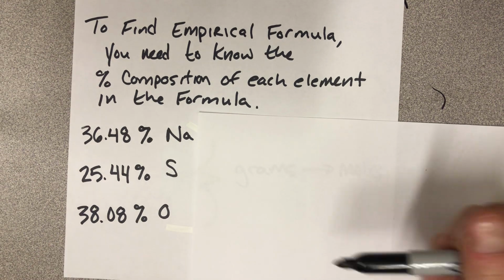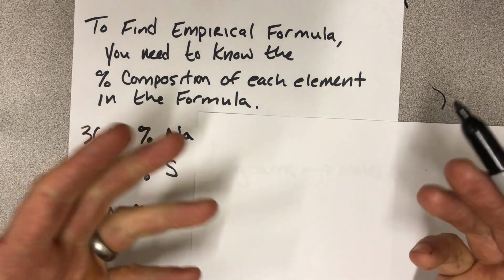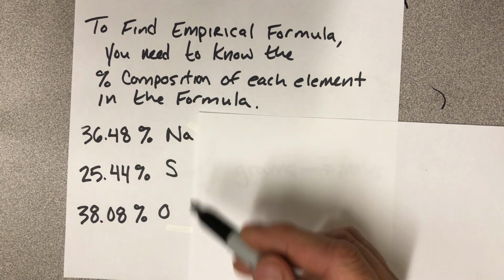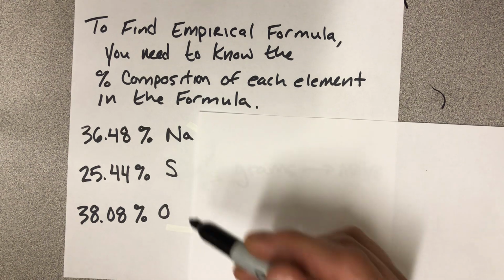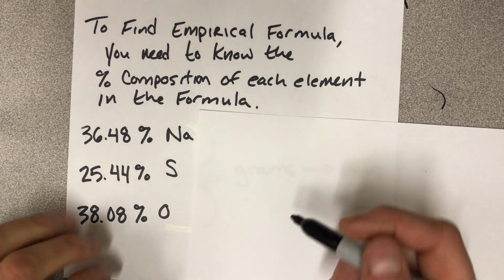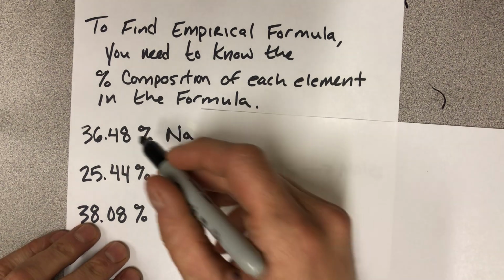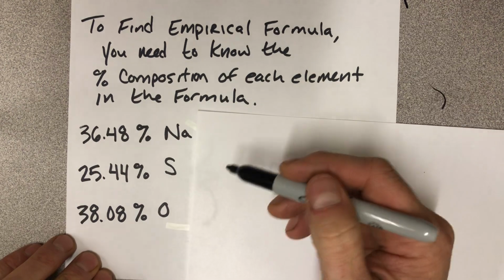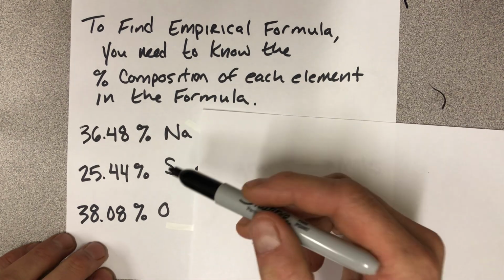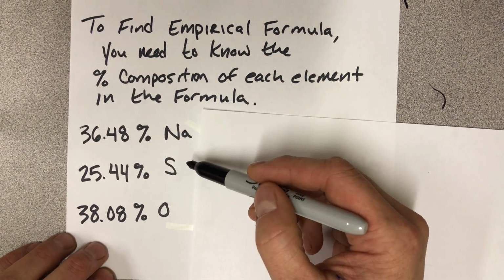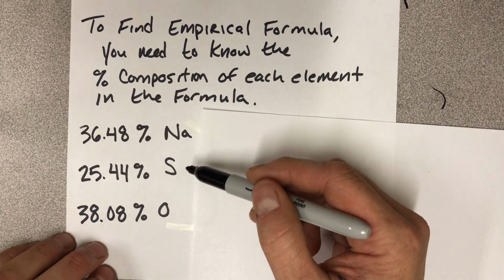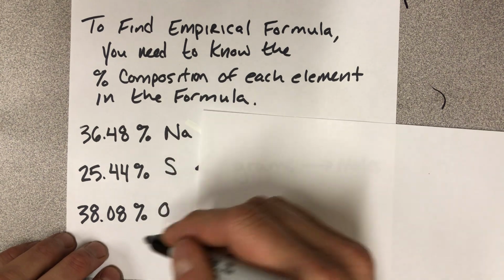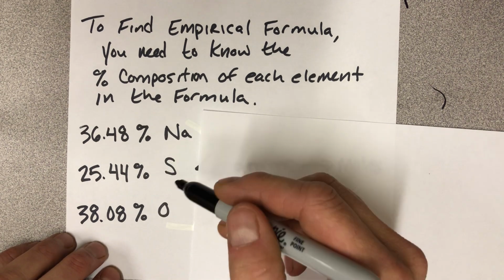Based on those percents, a reasonable question is, what is the empirical formula for a compound containing these elements in these percents of composition? So the first thing you want to do with these is not so much think of these as percentages. Remember, these are all going to add up to 100%. And so what you want to do is just imagine these as a number of grams. That means we're working with a hypothetical 100-gram sample of whatever compound this is that's made from sodium, sulfur, and oxygen.